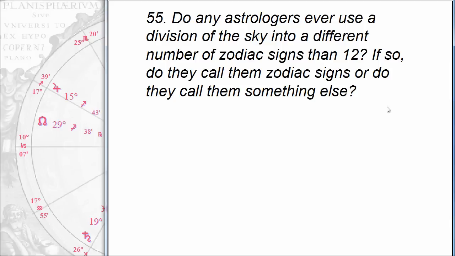Now, I think this is my last question. Yes, it is. Do any astrologers ever use a division of the sky into a different number of zodiac signs than 12? Just a final curious question. What's this fixation on 12? Did anybody ever have a zodiac of 15 signs, or 20 signs, or 30 signs, or 5 signs? And if they did, did they call them zodiac signs, or do they call them something else? We have a sidereal zodiac and a tropical zodiac. Both agree there are 12 signs, but are there zodiacs that have another number of signs?